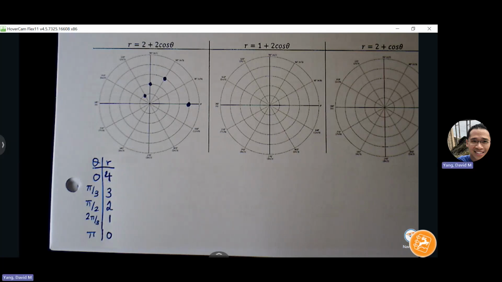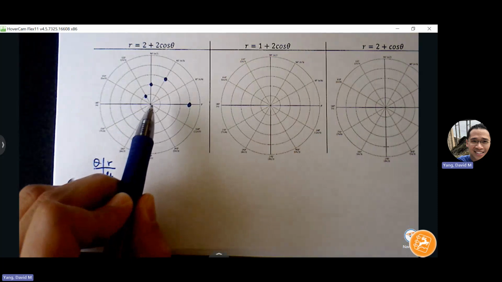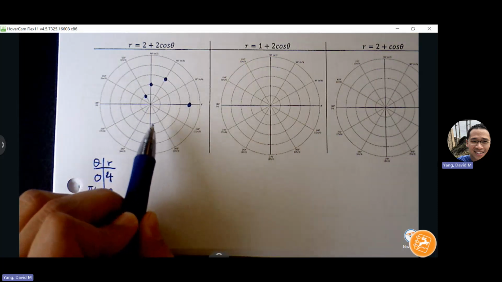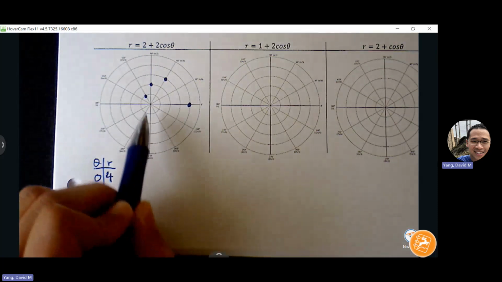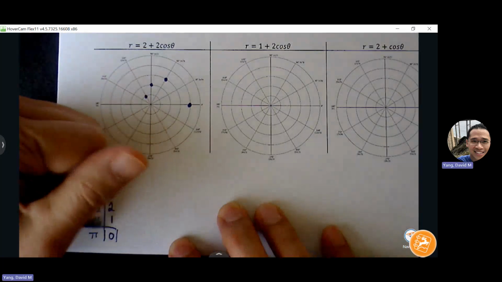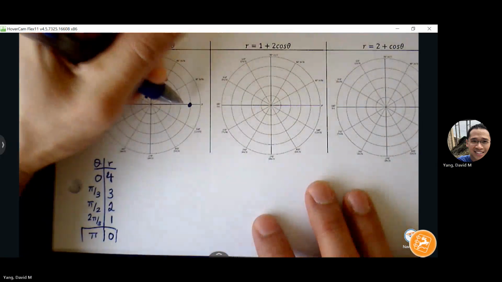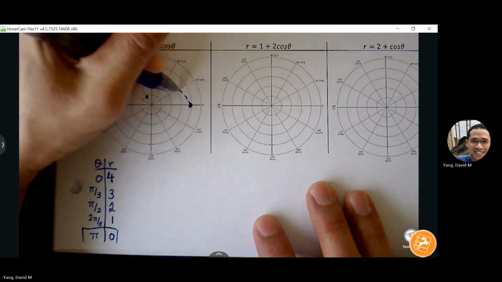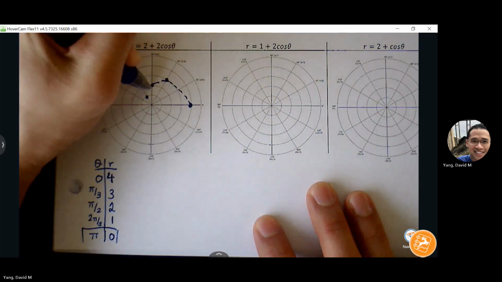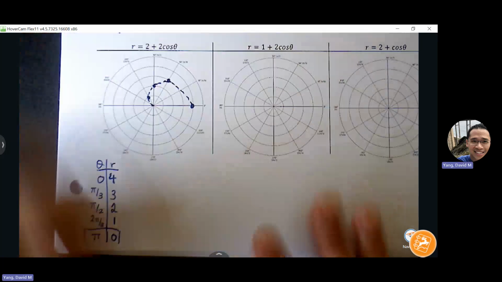Also, the nice thing is that there's symmetry about this. So when we make our way halfway through the graph, we can just repeat that process and fill out the rest of the graph, copying what we did above. Here, when we get to pi, it'll only reach half of the shape. It kind of has that heart shape about it, right? Cardioid shape.